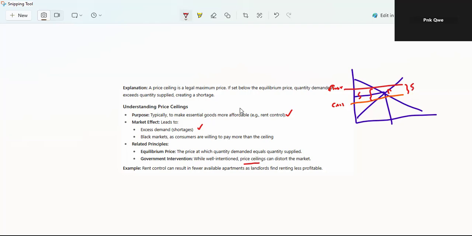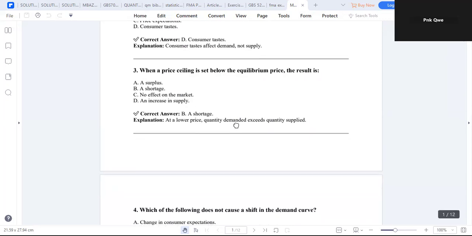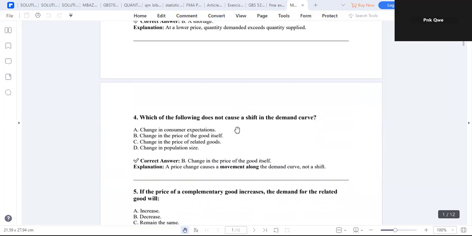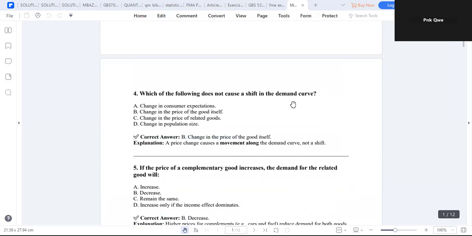So let's go to our question now. Our question reads, when a price is set below the equilibrium price, it is called a what? When a price ceiling is below the equilibrium, the result will be a shortage. At lower prices, quantity demanded will exceed supply. They make things cheaper, people demand more, and suppliers will be reluctant. Which of the following does not cause a shift in the demand curve? I said price itself does not cause a shift; price causes a movement along the curve.